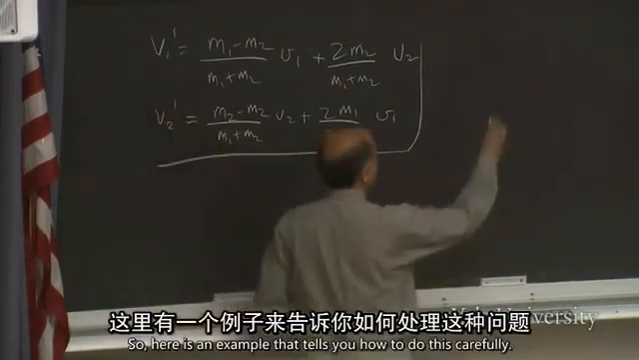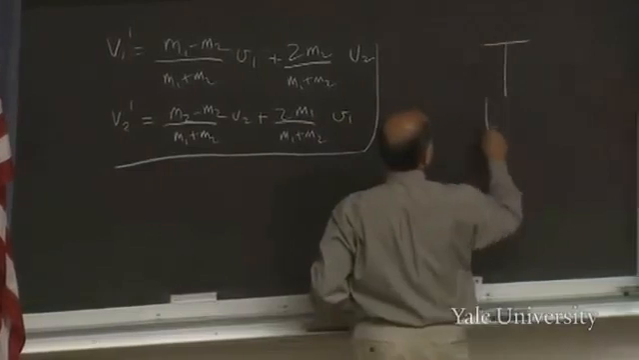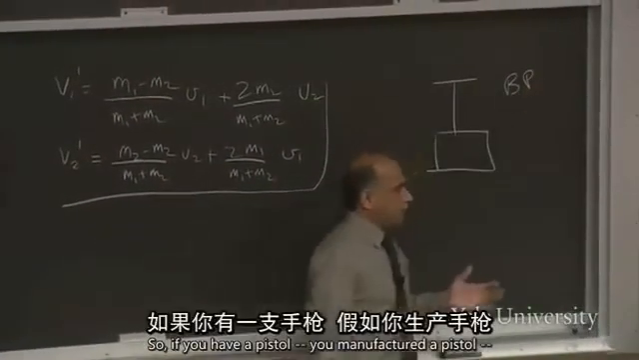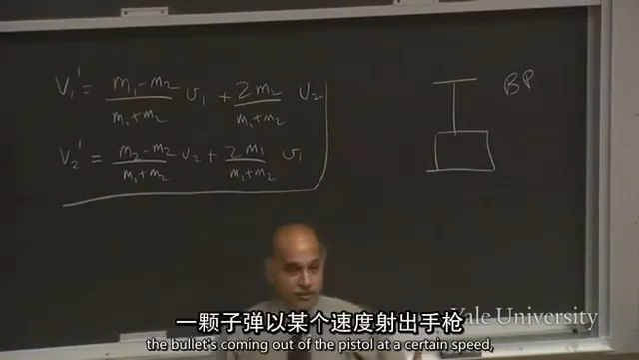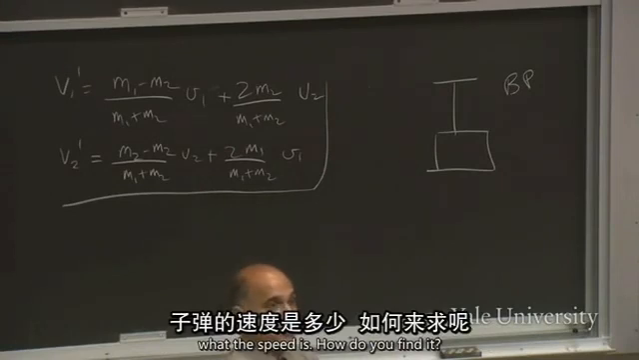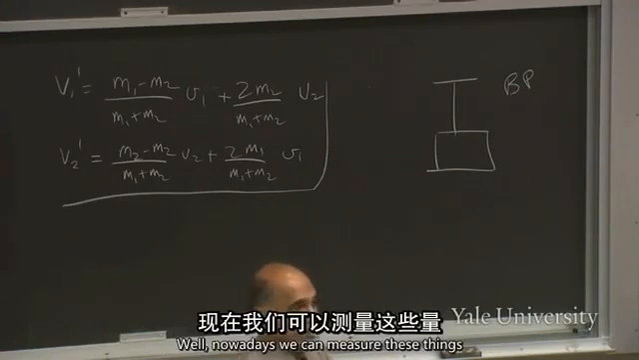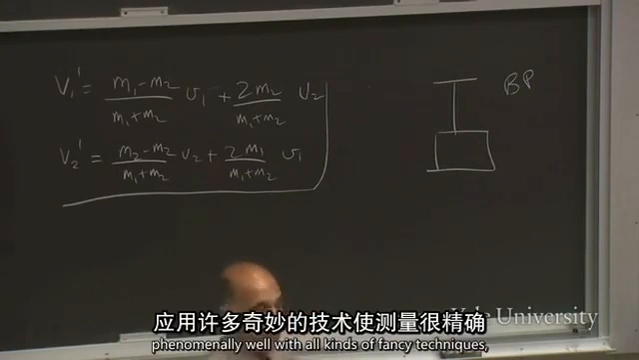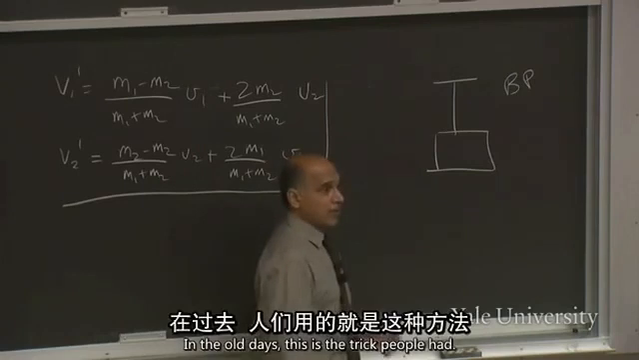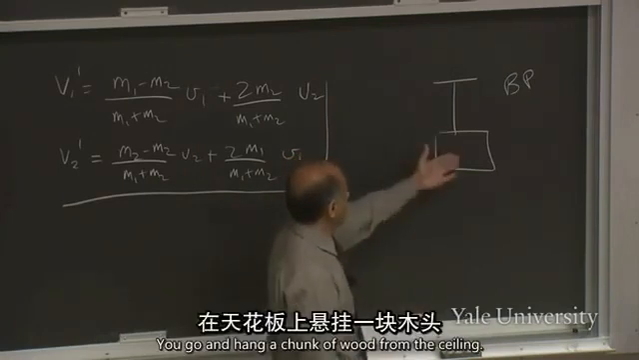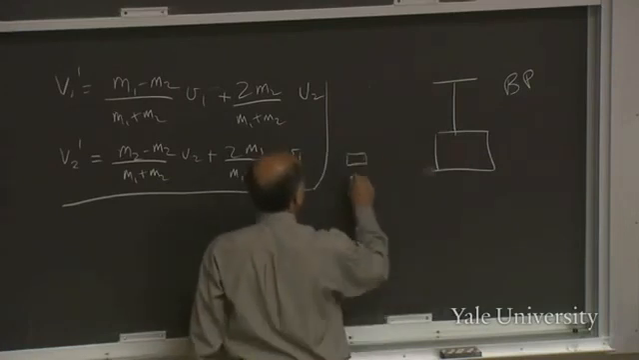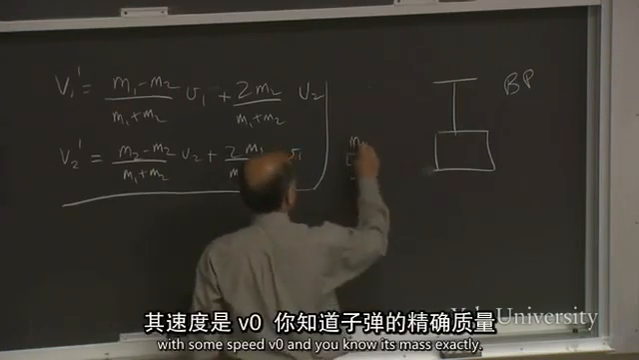So here is an example that tells you how to do this carefully. This is called the ballistic pendulum. If you manufacture a pistol, the bullet's coming out of the pistol at a certain speed, and you want to tell the customer what the speed is, how do you find it? Nowadays we can measure these things phenomenally well with all kinds of fancy techniques, down to 10 to the minus 10 seconds. In the old days, this is the trick people had. You hang a chunk of wood from the ceiling, and then you fire the bullet with some speed v0, and you know its mass exactly.